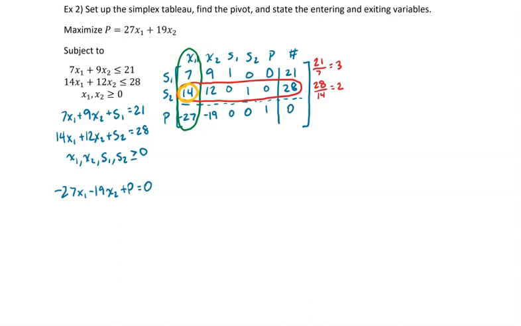All right, lastly, entering and exiting variables. The entering variable is the one in the same column that you picked. And the exiting variable is going to be the one in the same row that you picked. So x1 is going to enter, s2 is going to exit. All right, now that's this problem done.